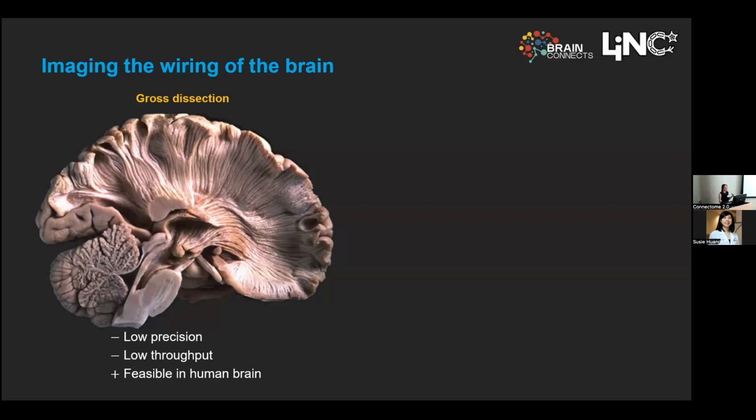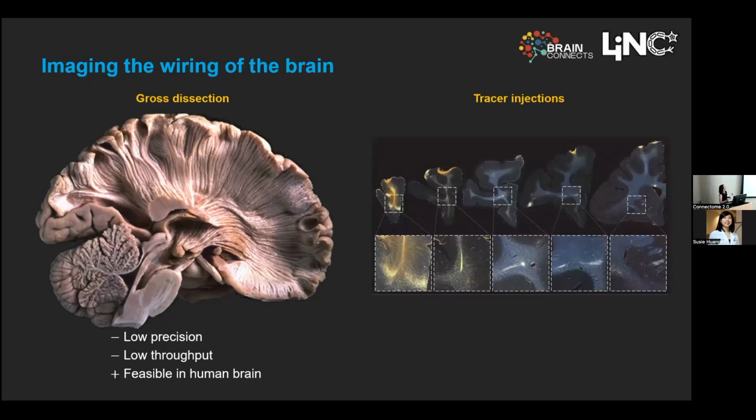However, for a long time, this was the only way that was feasible in the human brain to get information about what is connected to what, and how we have some rudimentary knowledge about what are the main fiber pathways in the brain. And the other source of information comes from tracer injections, which are not feasible in human subjects. So these are done in non-human primates, preferably in non-human primates that have good homologies with the human brain, like macaques, so old world monkeys.